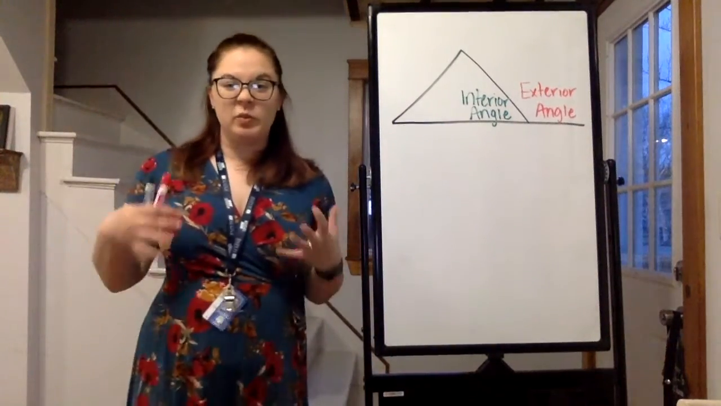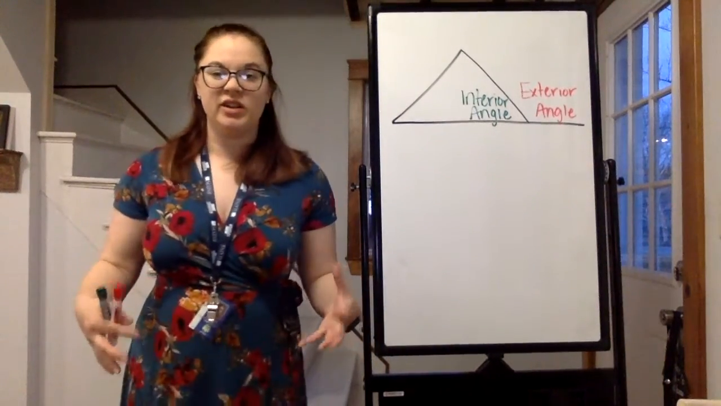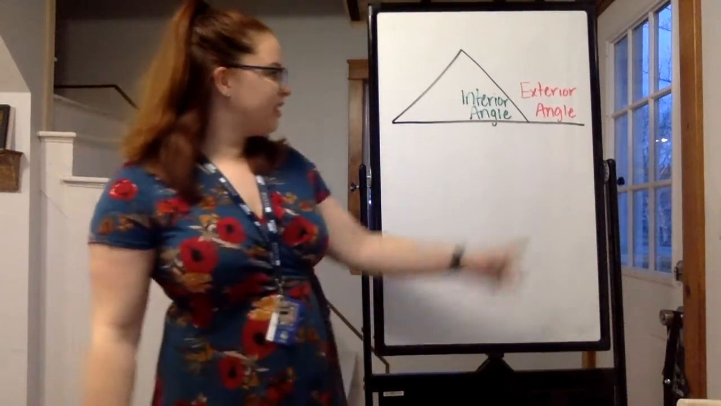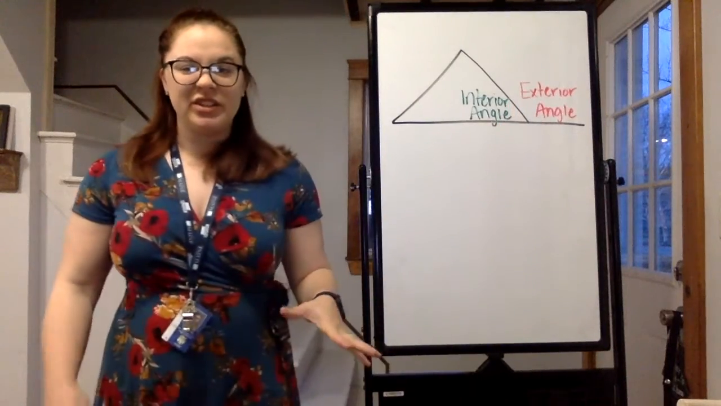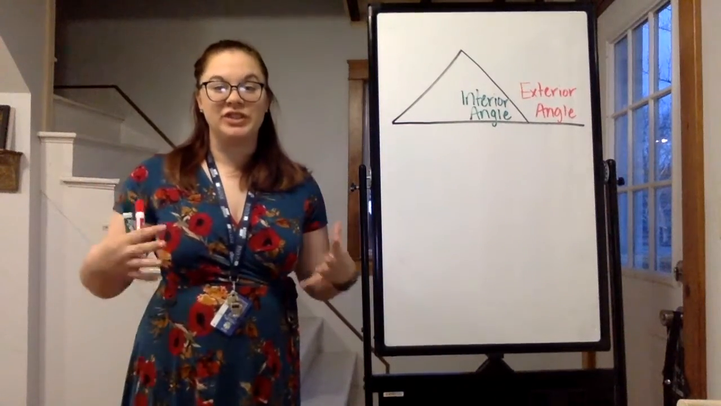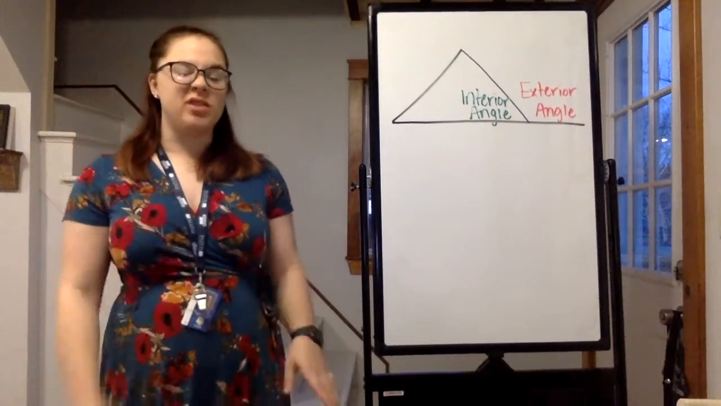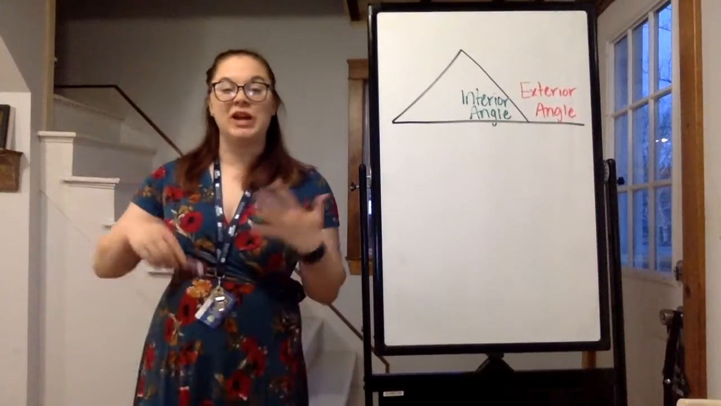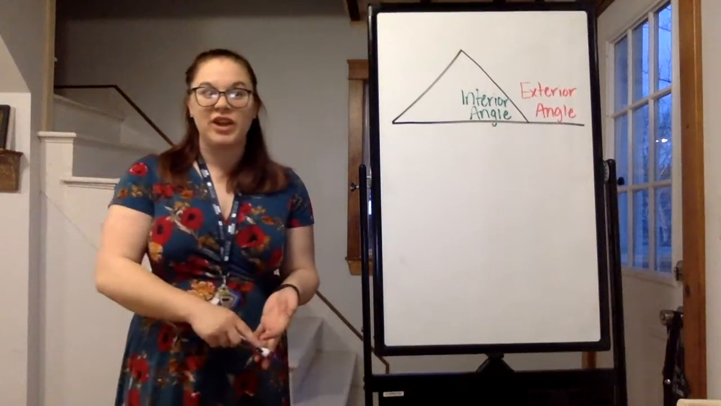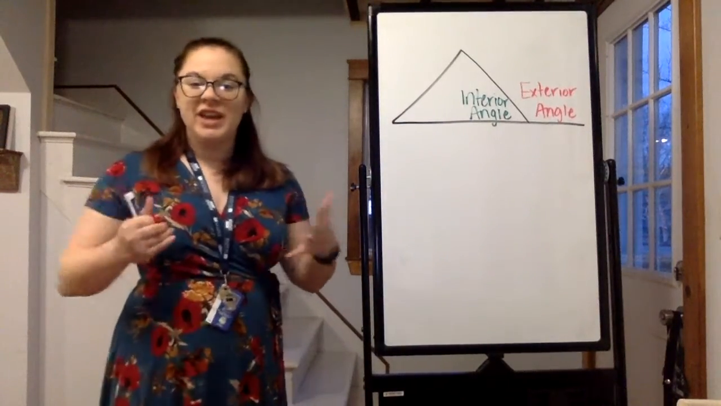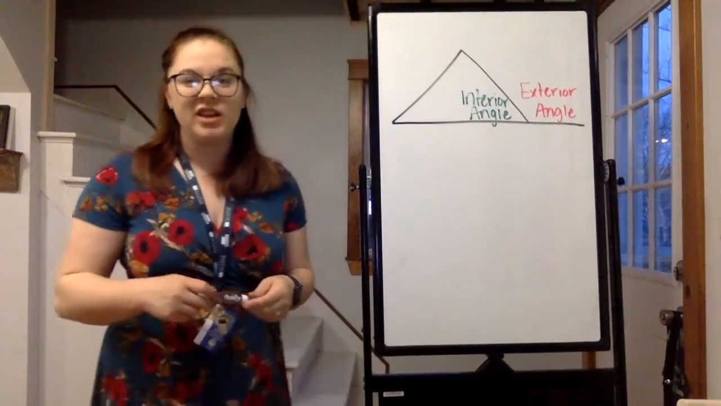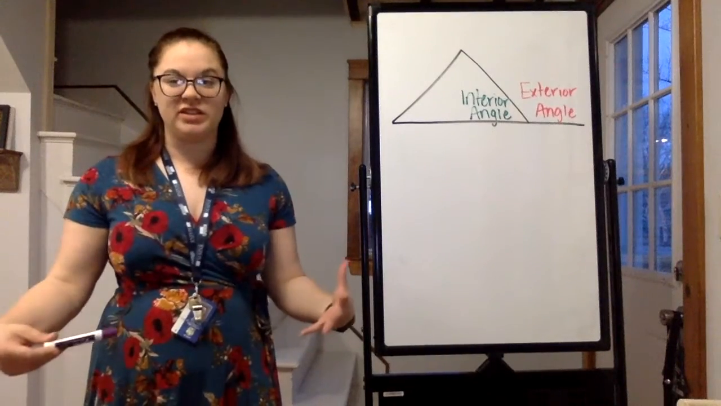So there's something else really cool that we can do here. We can relate the idea of exterior and interior angles to the idea that all of the angles of a triangle equal 180 degrees. We know the sum of the three angles of any triangle is going to equal 180 degrees. It doesn't matter if it's an acute triangle, an obtuse triangle, a right triangle, isosceles, equilateral. All triangles have their three interior angles, those inside angles, that add up to 180 degrees.